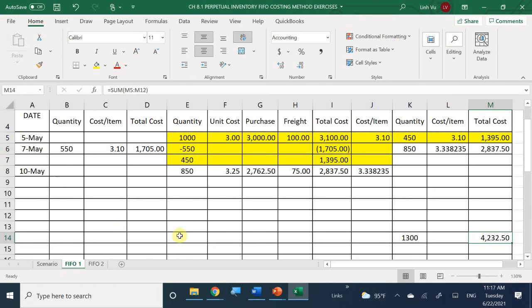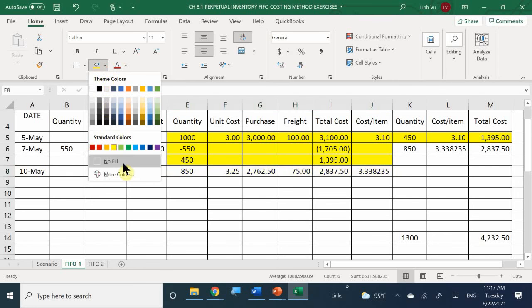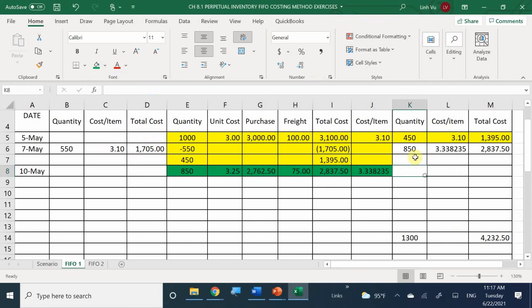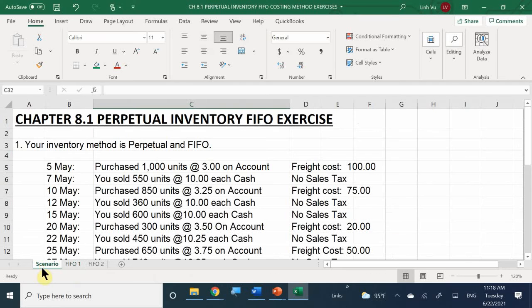Let's go ahead and associate this with another color, just so that we could keep track of this batch of inventory. So what color do you want to select? The green is nice. Okay, green. This one is going to be the green batch because that's what we're going to make an association with. This is batch number green. Then let's see what happened next on May 12th.